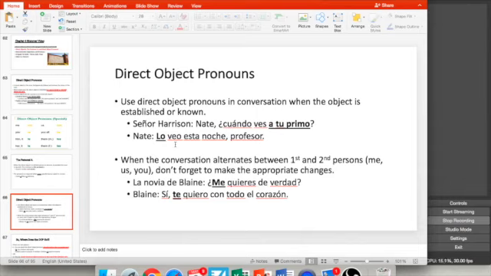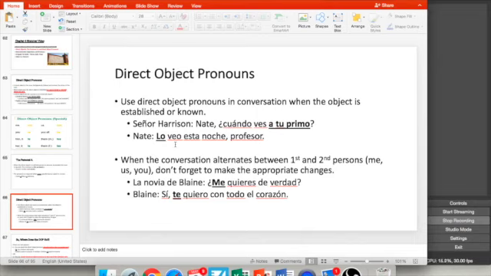A lot of students forget to make these changes, which is why I'm bringing this up. What I mean is, if I ask you, "Hey, do you like grapes?" you don't answer and look at me and say, "Hey, yeah, you like grapes," or "No, you don't like grapes." You say, "Yeah, I like grapes," or "No, I don't like grapes." A lot of people forget to make that change in Spanish. They forget to change the te to me.